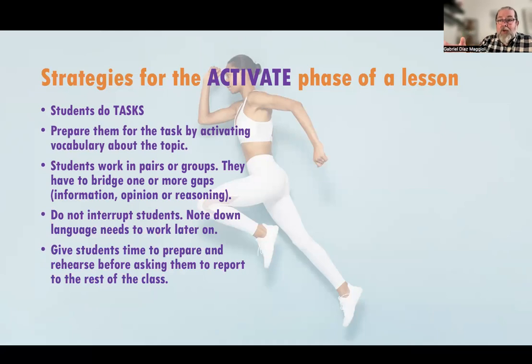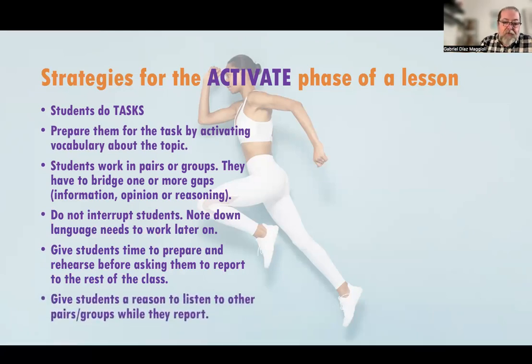Well, one group is reporting, the others have to have a purpose for listening to that group. So one thing could be, if you ask them to make a list of things, cross out all the things in your list that your friends are talking about, right? So that then when your turn comes, you only talk about the things that are in your list. Or find one similarity and one difference between what this group did and your group.